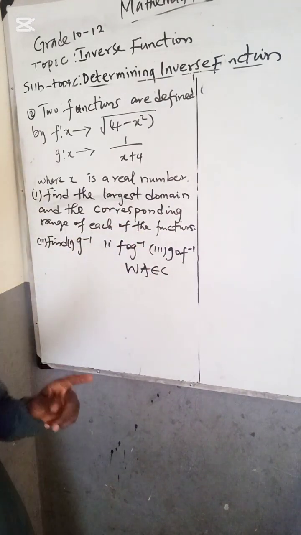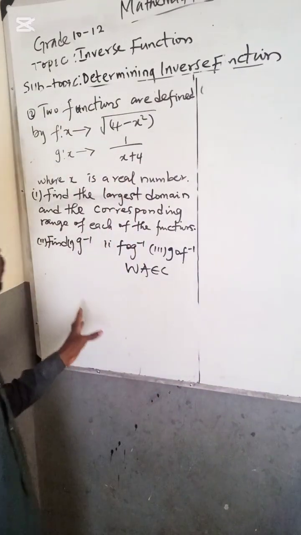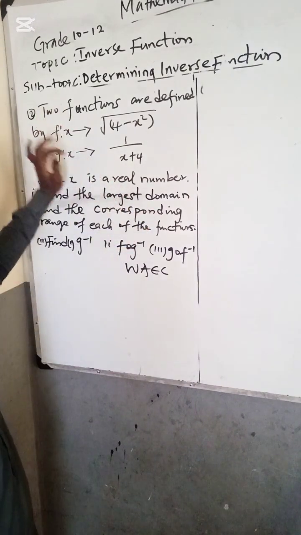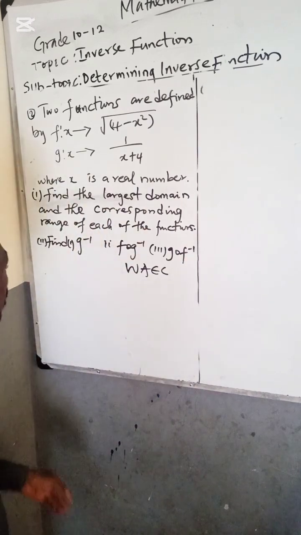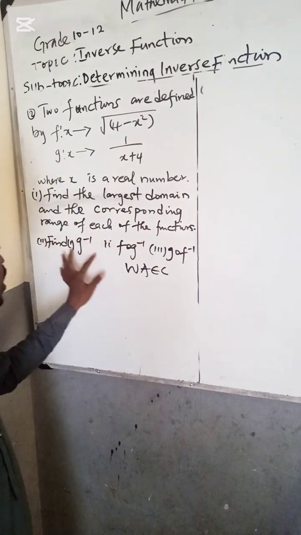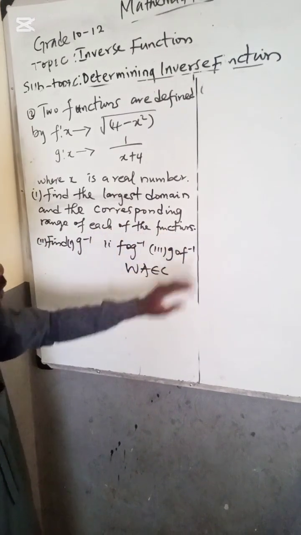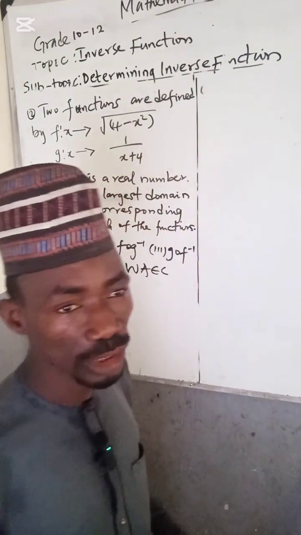It actually means that we are going to find the domain of this function and this, and also find the corresponding range. Thereafter, we are asked to look for the g inverse, then f o g inverse, or g o f inverse, like it is in our tradition here.